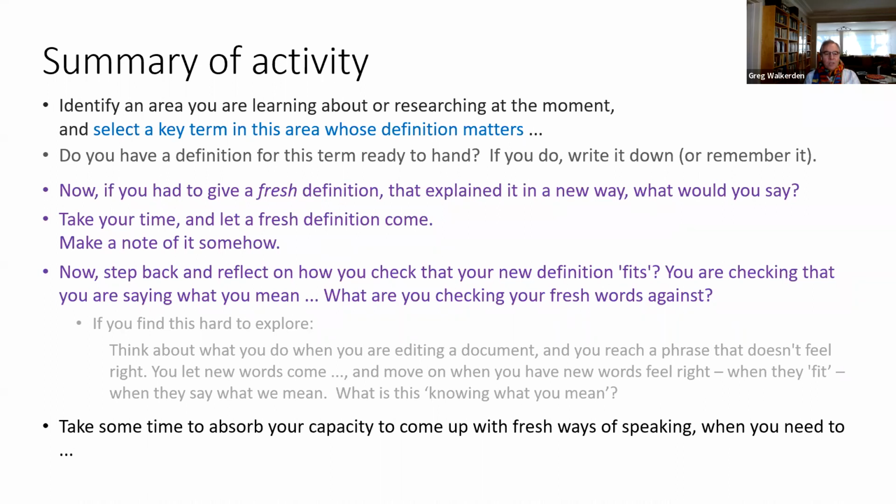So with that definition here, if you had to give a fresh definition that explained this term in a new way, what would you say? So take your time and let a fresh definition come, something that explains it perhaps to somebody who doesn't follow the first definition, or explains it in a different context. And when the fresh definition comes, just make a note of it somehow. It could be write it down, or again, just remember it.